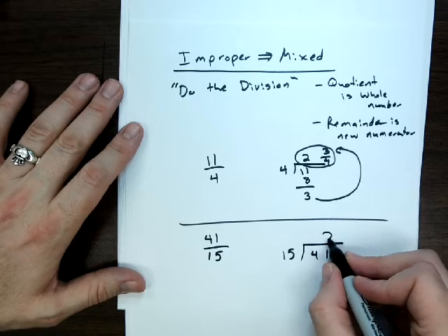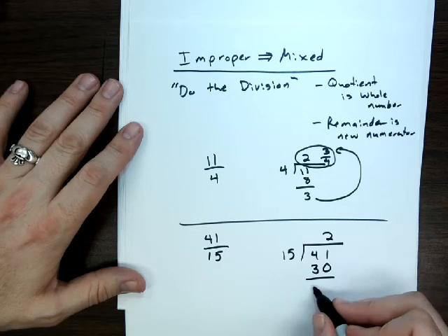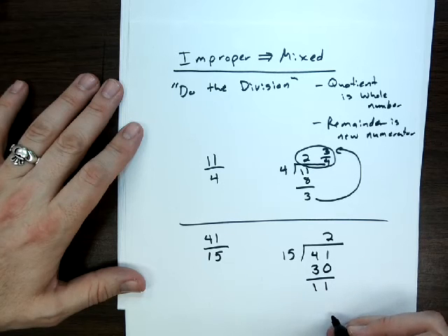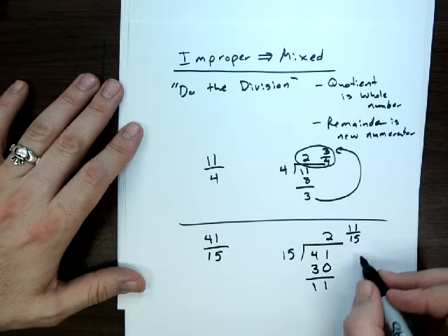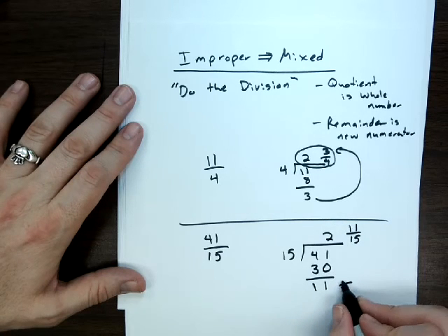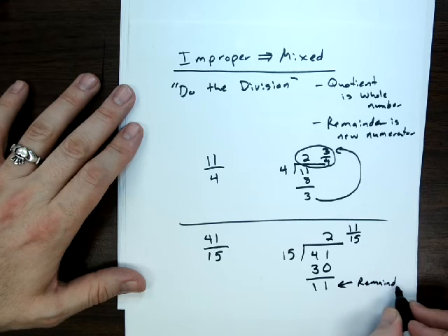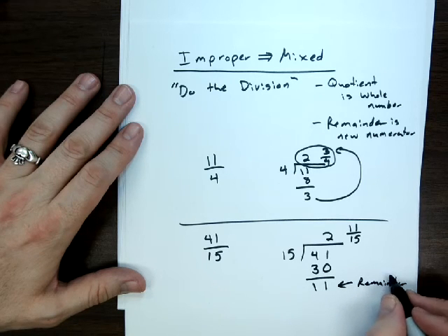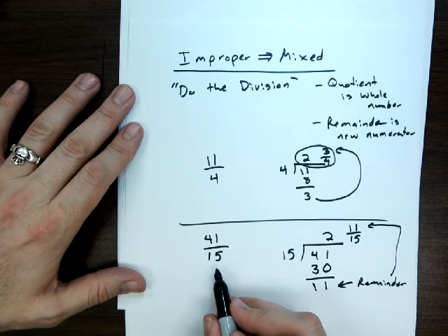Looks like I've got a 2 again. 2 times 15 is going to be 30. So we'll have 11 left over. So it's going to be 2 and 11 fifteenths. That remainder becomes my numerator. My denominator always stays the same.